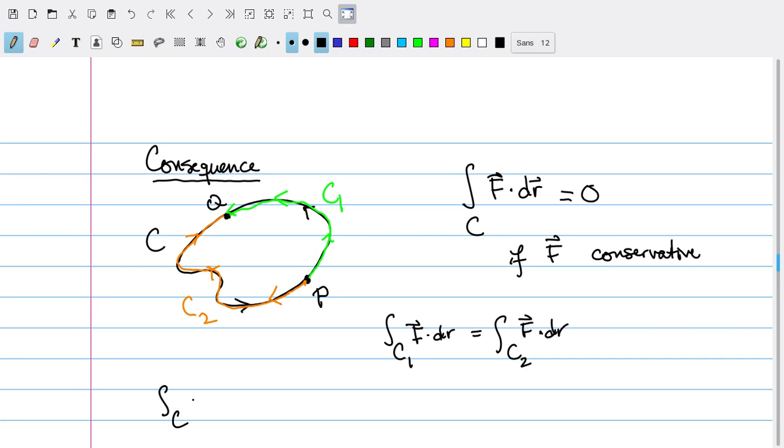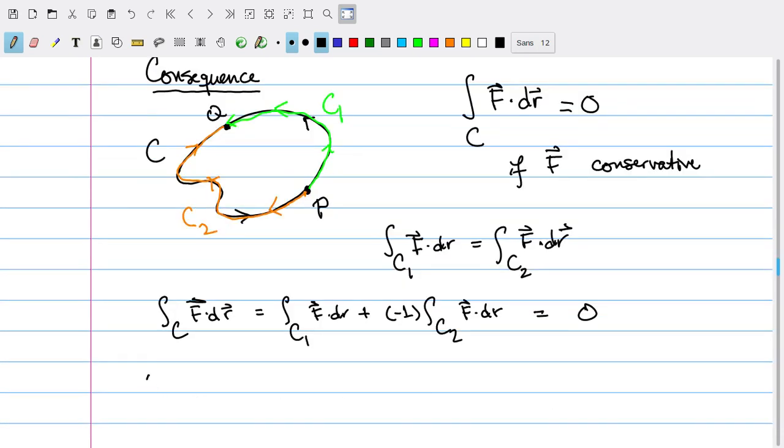Moreover, the integral over C of f dr is equal to the integral over C1 of f dr plus -1 times the integral over C2 of f dr. And the minus sign is coming from the fact that it's the same curve, but the direction is reversed. So that puts a minus sign in front of the integral. And because these two quantities are equal, their difference is going to be 0. So the integral over that closed curve is 0.